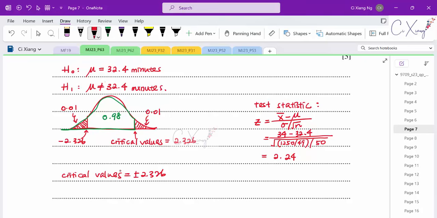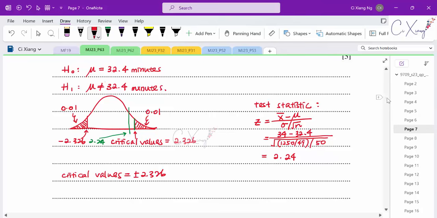Critical value is 2.326. If I want to put in my 2.24 into my graph, where should I place it? So 2.24 compared with 2.326 is smaller, right? So by right, 2.24 should be somewhere here before the 2.326. And you can see now this particular green color line 2.24 falls under the acceptance region because the shaded part is rejection region, right? So this one falls under the acceptance region.